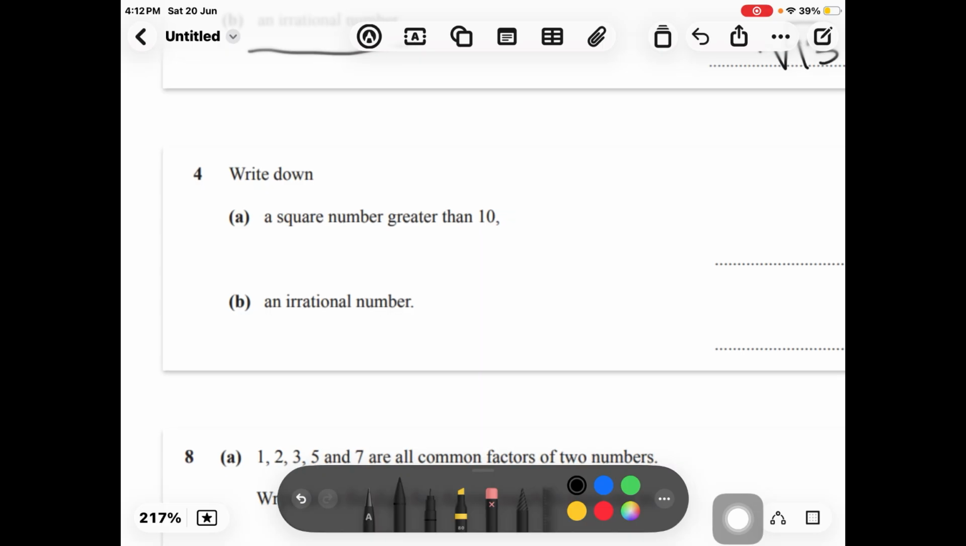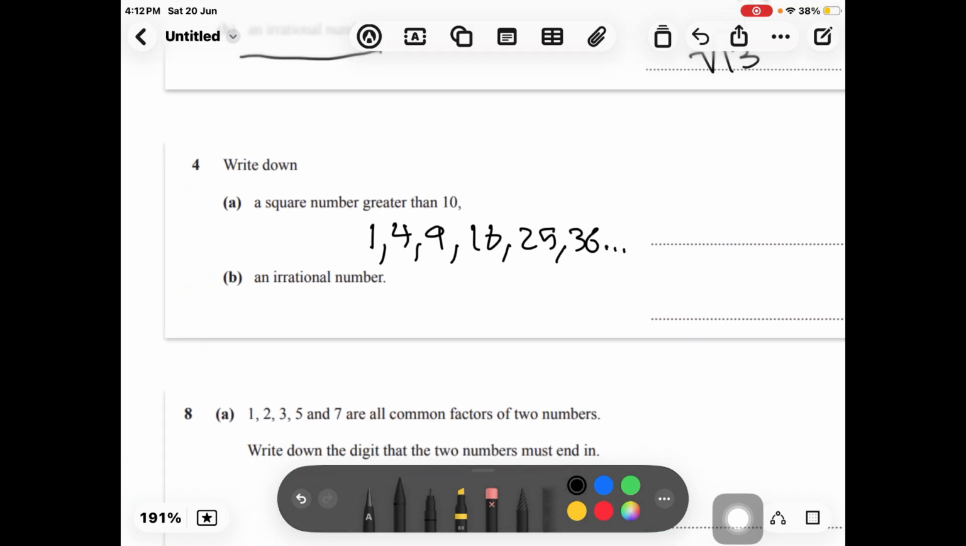Next, we have to write down a square number greater than 10 and an irrational number. So for a square number greater than 10, we can write down our squares. 1 times 1, 1. 2 times 2, 4. 3 times 3, 9. 4 times 4, 16. 5 times 5, 25. 6 times 6, 36, and so on. And we need a square number greater than 10. So we have three options here, and obviously more, if you keep multiplying. So any of these, if you write them, you'll get the right answer. I'll just write 16, for simplicity.